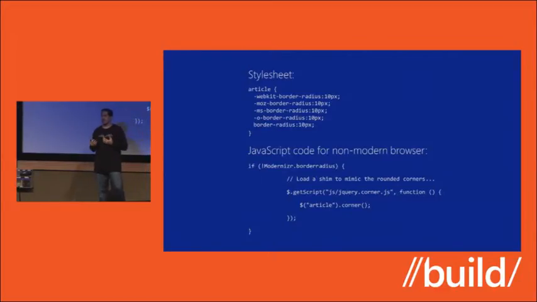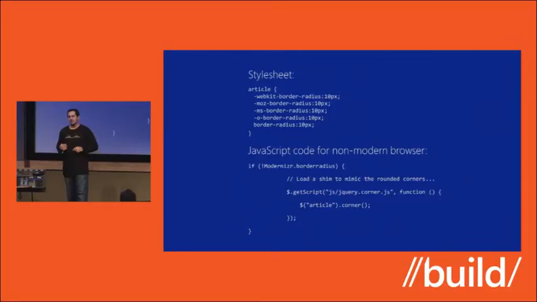So what I've done here is I'm leveraging jQuery and Modernizr. I'm asking Modernizr to see if border radius is available in my browser. And if it's not, let's go ahead and use jQuery to dynamically load a corner plugin, inject it into my code, and then take every article element and give it rounded corners. This is what a shim does.